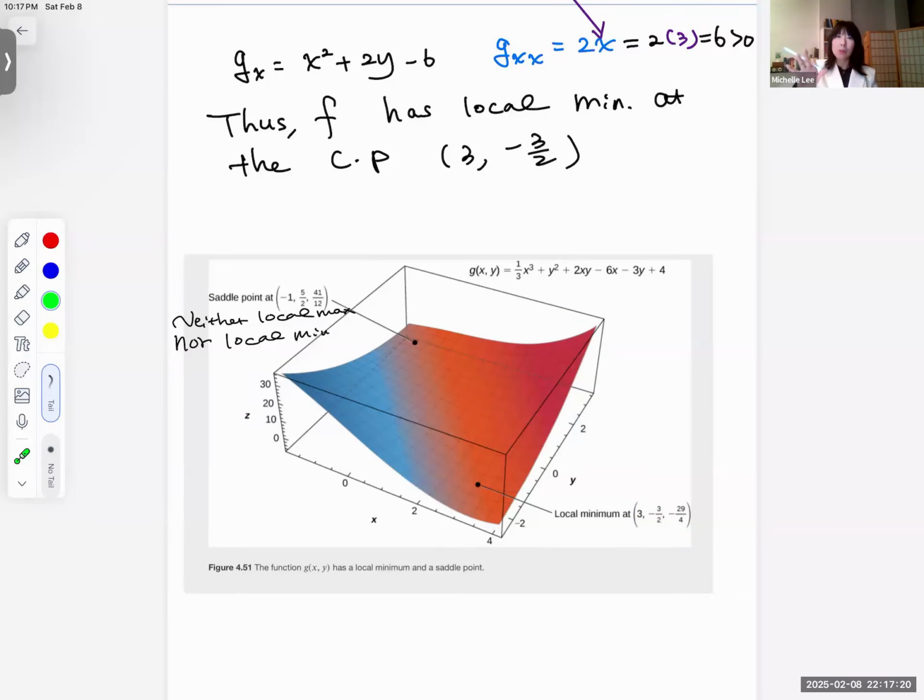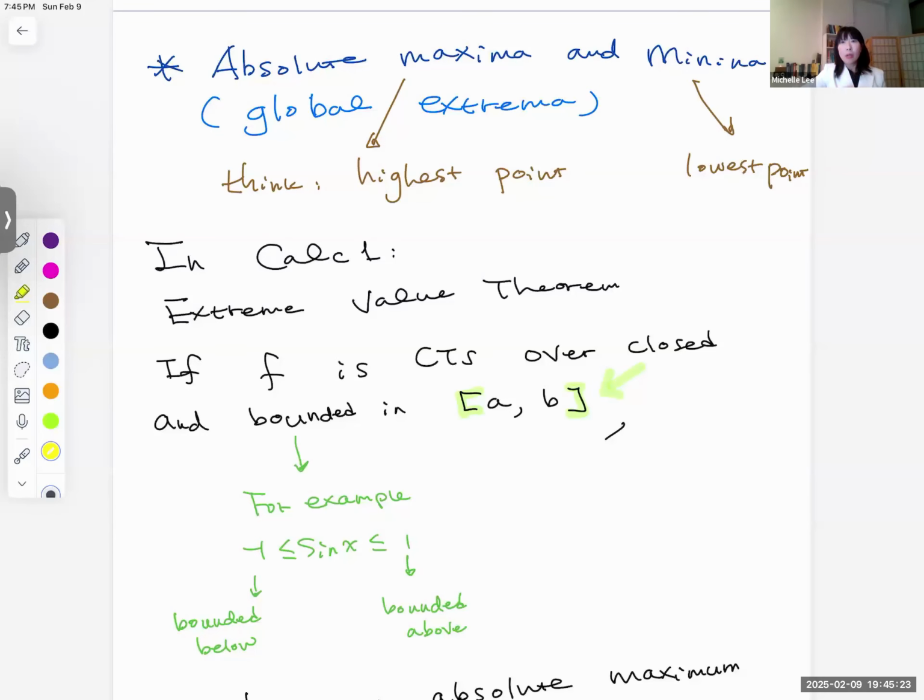Let's do the next one, absolute maximum, absolute minimum. Okay, so absolute maximum and absolute minimum, we talked about earlier, right? So let's talk about the highest point for absolute maximum and lowest point for absolute minimum, right? And also in other textbooks this is called global maximum or global minimum, right? So we did that in calculus 1.